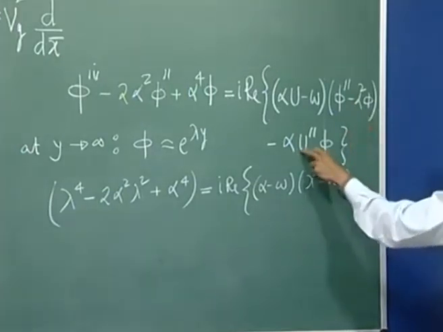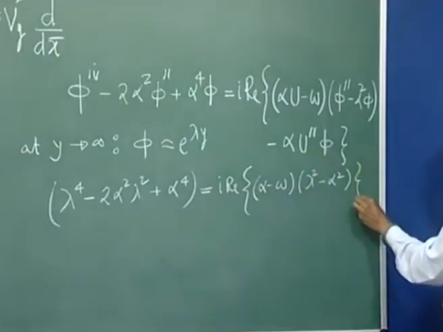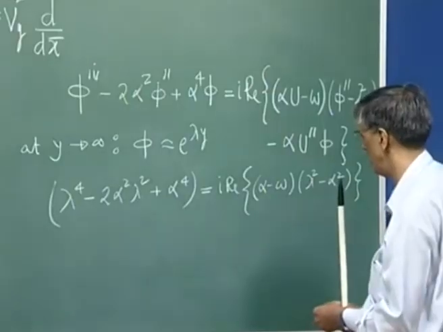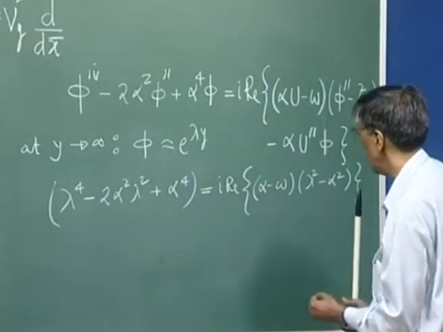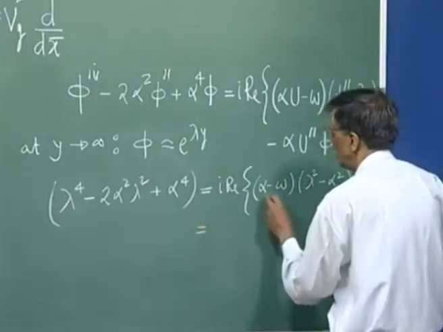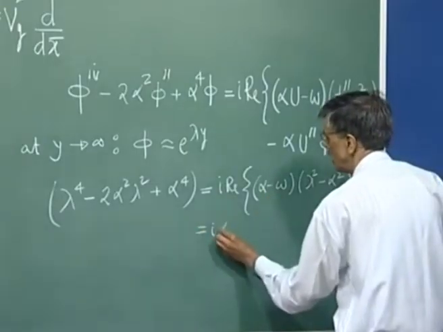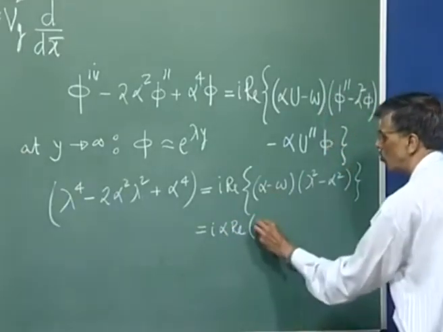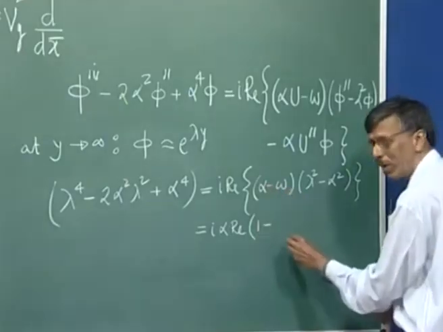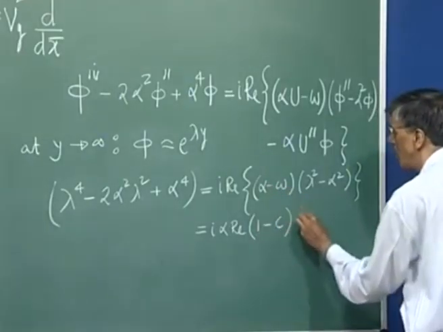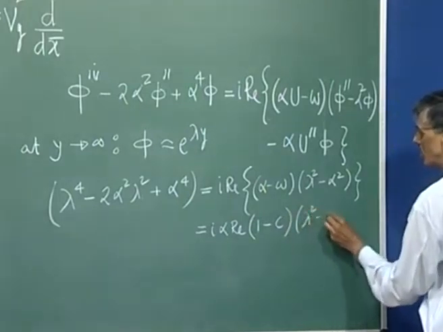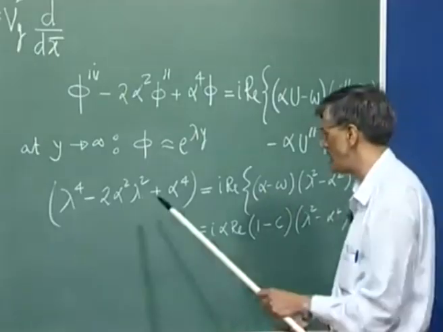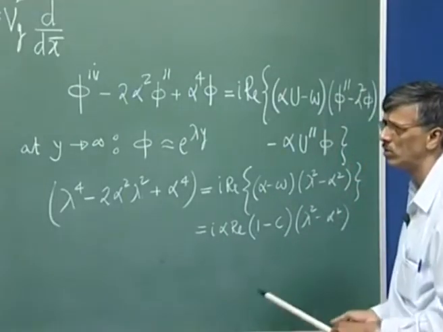This part goes away, right. This double prime is 0. So, what I get here is then, I could take alpha out here. So, I could write here i alpha R e, and what I would get, this is 1 and this is omega by alpha. Omega by alpha is c. So, that is what we are going to get. Okay. So, you have a quartic now and you can solve it.